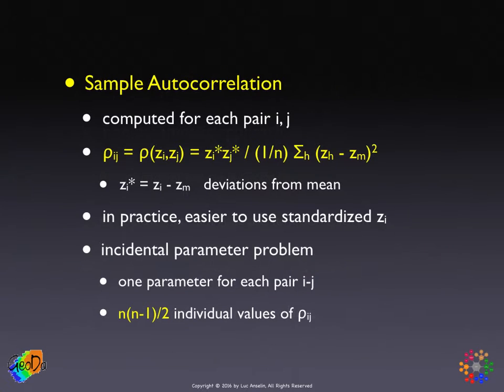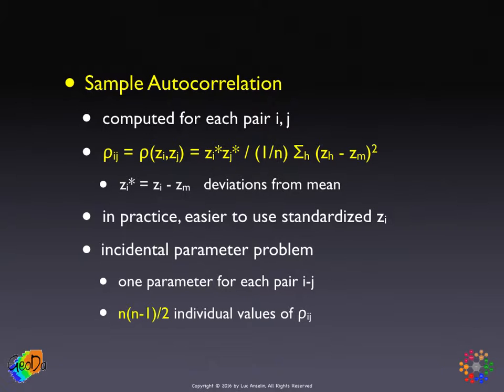So how does this actually work? We conceptually look at each pair of observations, let's say i and j, and look at the cross product of their values in standardized deviations from the mean, scaled by their variance. So that's very much the generic notion of a covariance. In practice, we can't do this because for each pair, there are n squared minus n such pairs, and we only have n observations. So that's the problem, the incidental parameter problem.